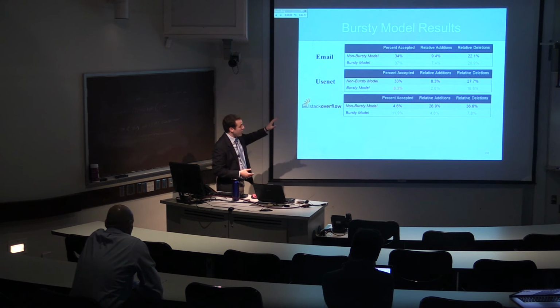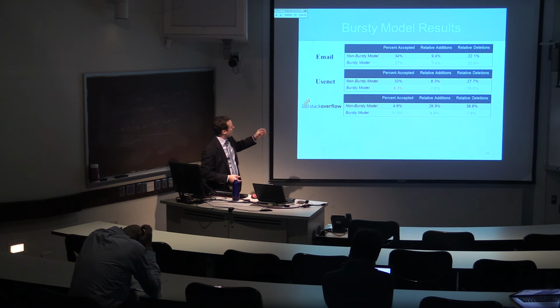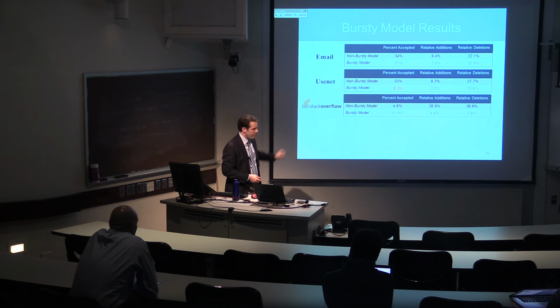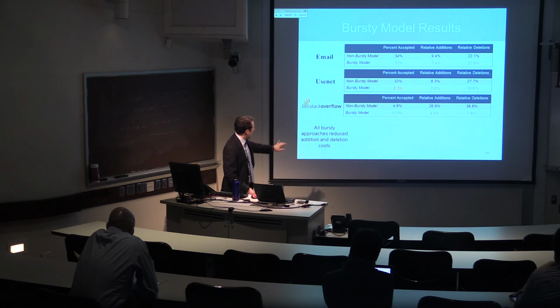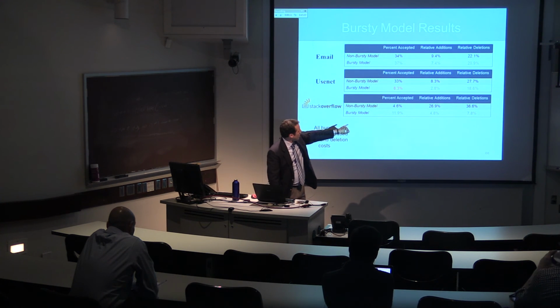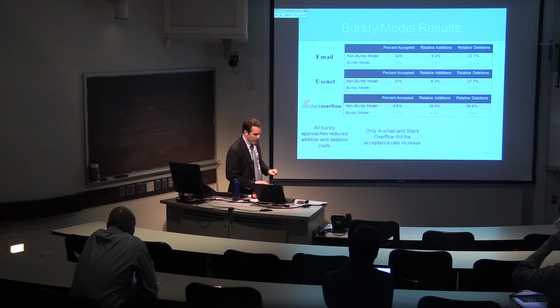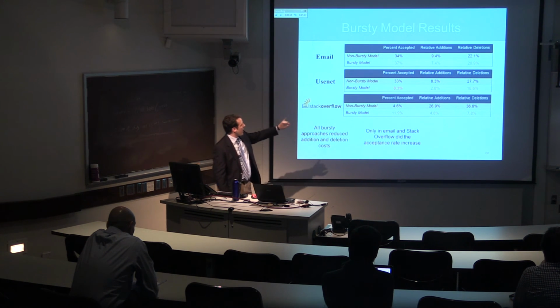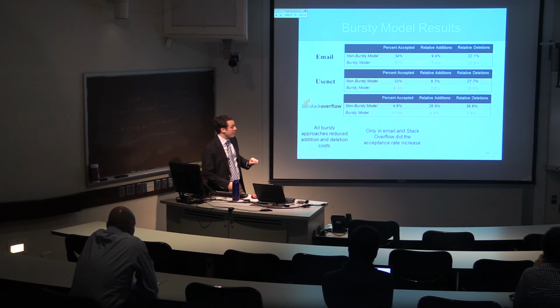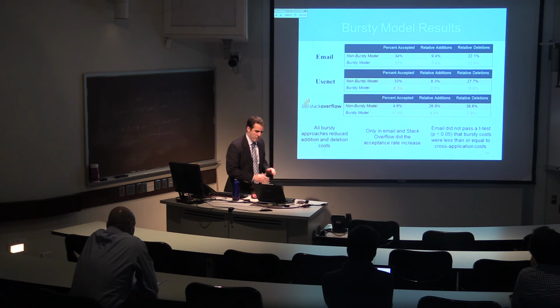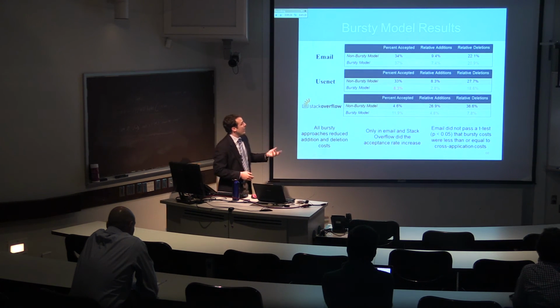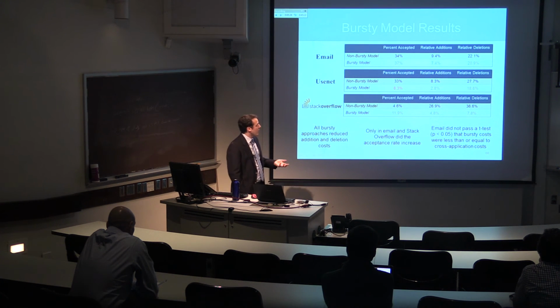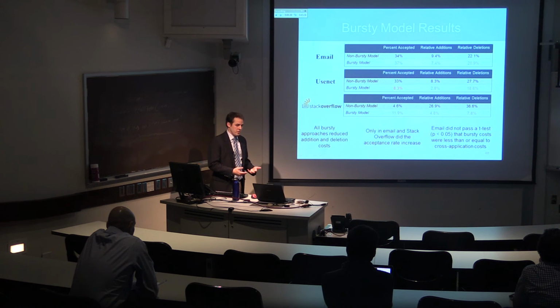So we evaluated again using our three data sets we had talked about earlier: email, Usenet, and Stack Overflow. And we see that all bursty approaches reduced addition and deletion costs, and they're denoted in green. But only in email and Stack Overflow did the acceptance rate increase. And in fact, in Usenet, it decreased pretty significantly. And in email, we did not pass the t-test, p less than 0.05, that bursty costs were less than or equal to their cross-application costs.